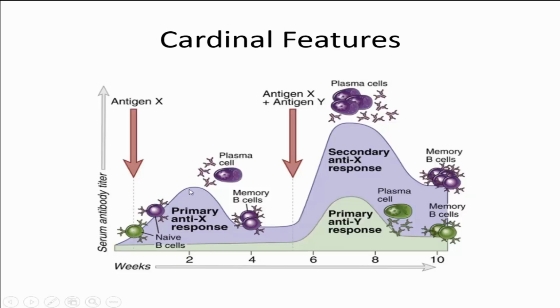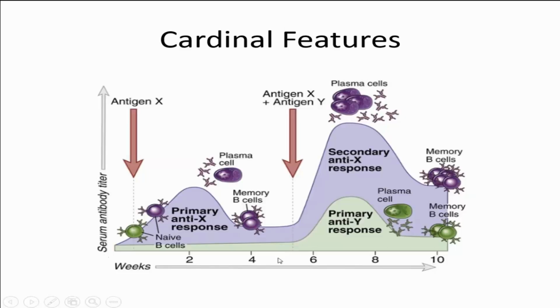So it's going to expand over time, so that's clonal expansion, and then it's going to differentiate into plasma cells, which are factories for the antibodies, and that's going to release the antibodies to kill the antigen X. And during that time, some of the B cells are going to make memory B cells, and these are going to survive, just going to stay there in the system.